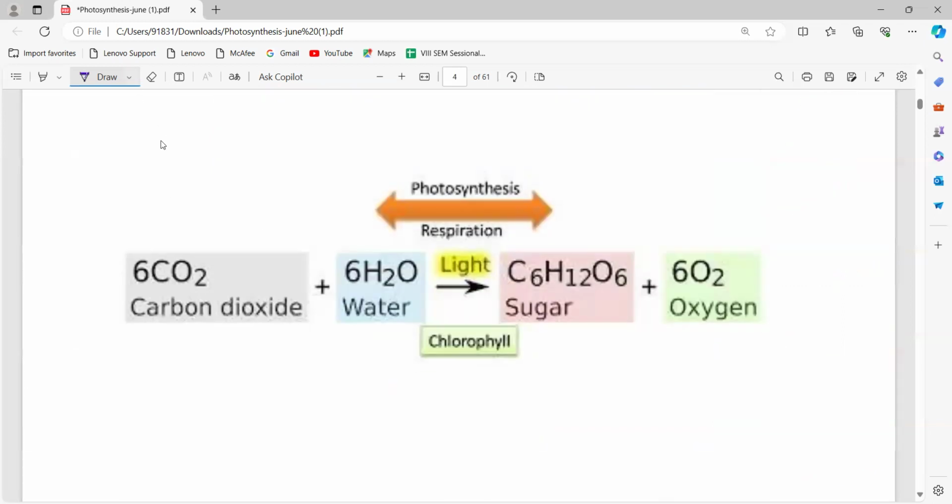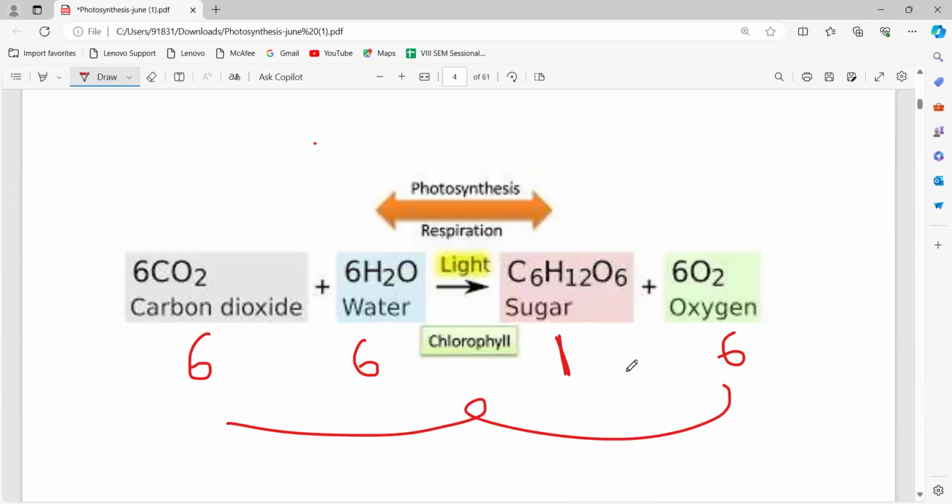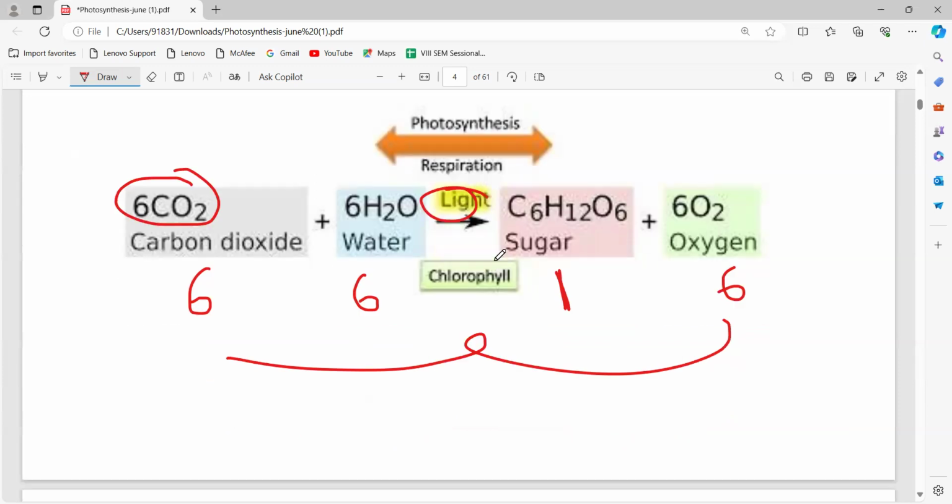Now, we read this equation very long back. You just remember: 6 molecules of carbon dioxide combined with 6 molecules of water give rise to 1 molecule of sugar with the release of 6 molecules of oxygen. Just remember 6, 6, 1, 6. But what is the point? Even though carbon dioxide is present, and even though light is present, what is the most important one? Chlorophyll is the most important one.